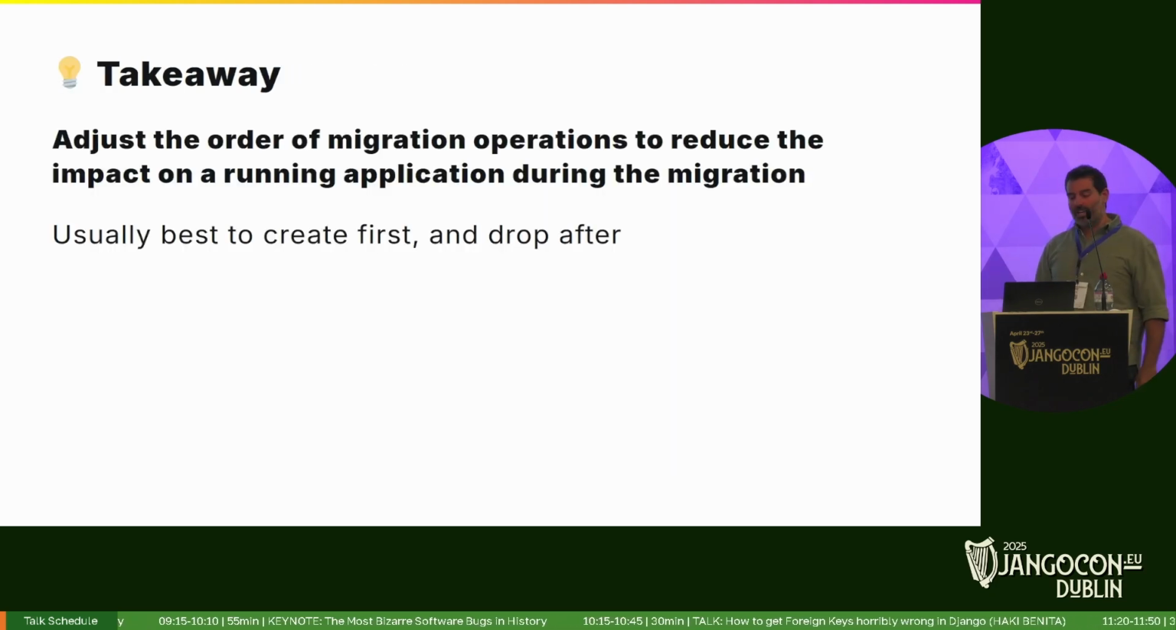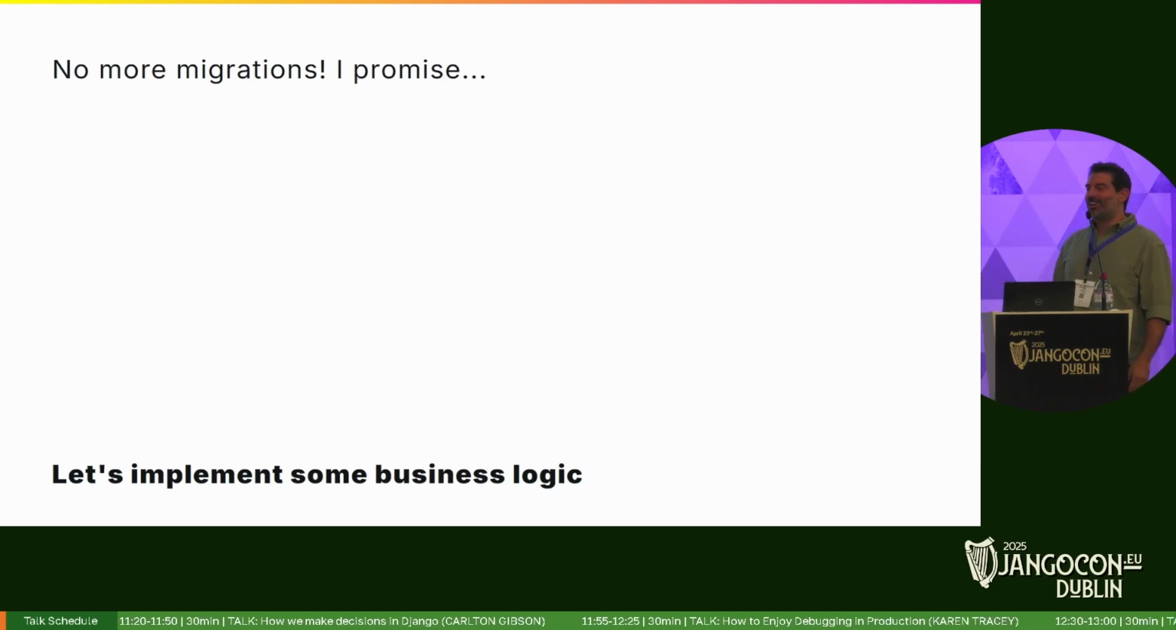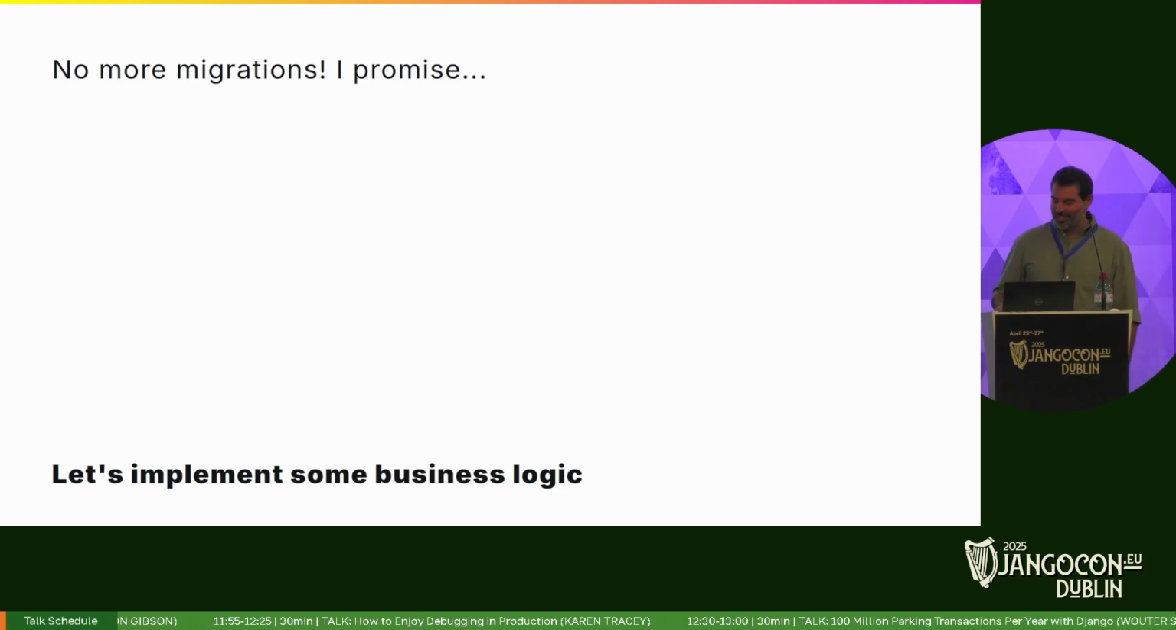So another takeaway, adjust the order of migration to reduce the effect on a running system. And usually the idea is you first create and then you drop, okay? Okay. No more migrations, I promise. So many talks about migrations, like a big deal in Django, I guess. So let's actually see some code, okay?